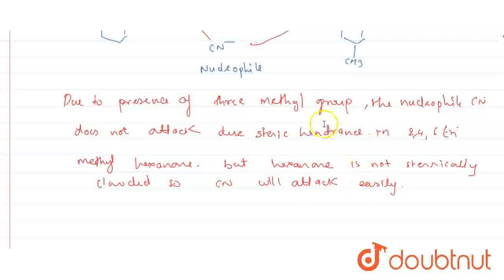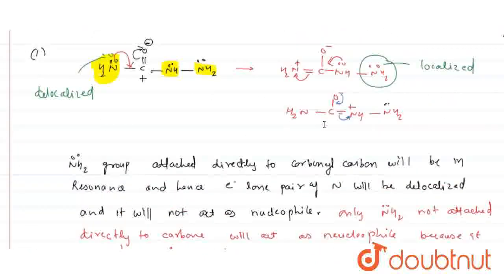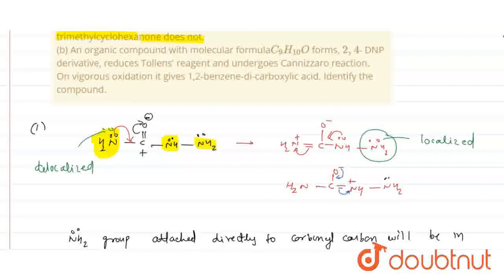Okay, this is the reason. Now come towards the next question. The organic compound with molecular formula C9H10O forms a 2,4-DNP derivative, reduces Tollens reagent, undergoes Cannizzaro reaction, and on vigorous oxidation gives 1,2-benzene dicarboxylic acid.